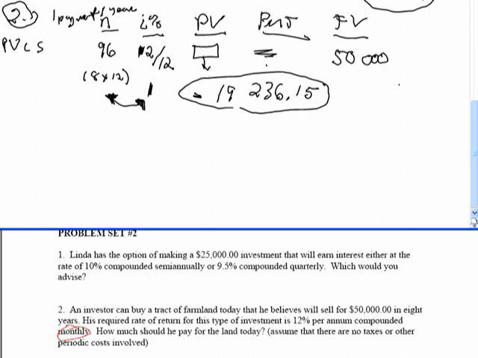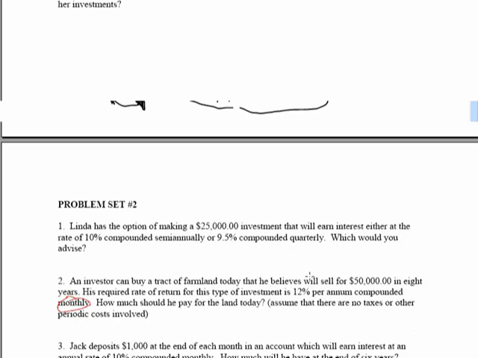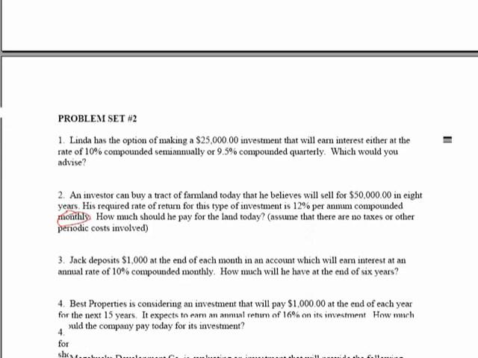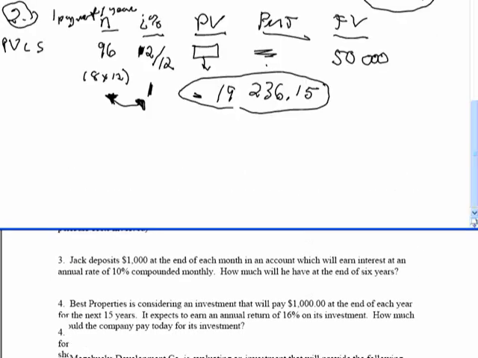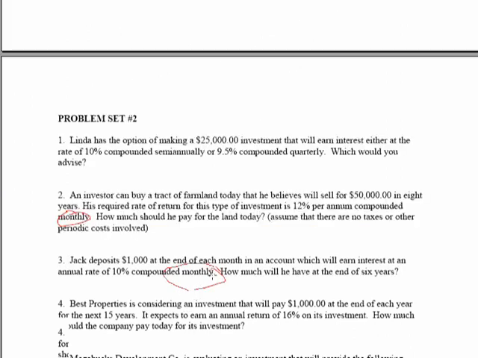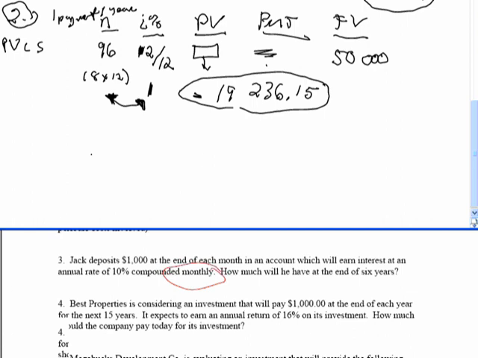Okay, number 2, or no, I'm sorry, we just did number 2. Number 3. Let's see if we can get number 3 on the screen there. Number 3, Jack deposits $1,000 at the end of each month into an account that will earn interest at an annual rate of 10% compounded monthly. How much will he have at the end of 6 years? Again, sounds like a familiar problem set number 1 problem, but we have a special issue here again, right? We have the monthly compounding issue. So that's the new aspect of this problem, not just more practice.